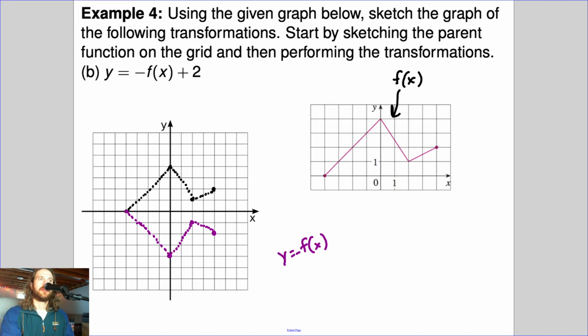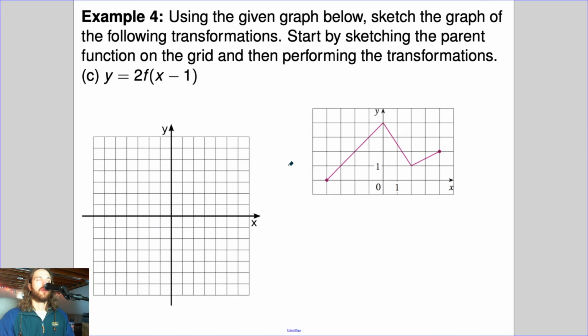Fantastic. Okay, but we're still not done because we are interested in our final graph, which is this purple graph, but everything shifted up too. So now I'm going to do that. This is our final answer. All these points get shifted up 2. And then now we can connect them together. Okay, done. Beautiful.